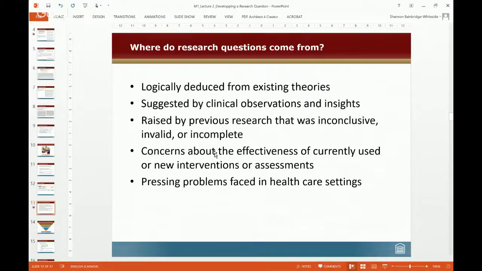Maybe in some cases we're looking at certain interventions that are currently the gold standard. So certain tests that might be used, or certain drugs that might be tested or used for a variety of different things. And maybe we have some concerns about whether they're safe or effective. And so we may have a question and design a trial trying to assess whether that is actually true. And maybe it's related to very pressing problems that we're currently facing in our healthcare setting as well.